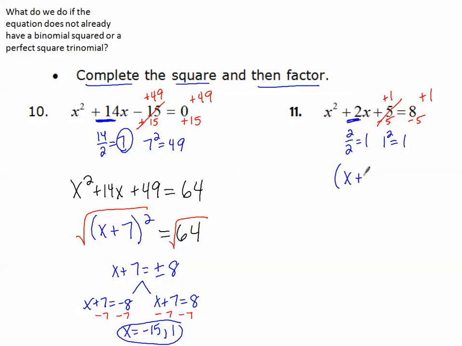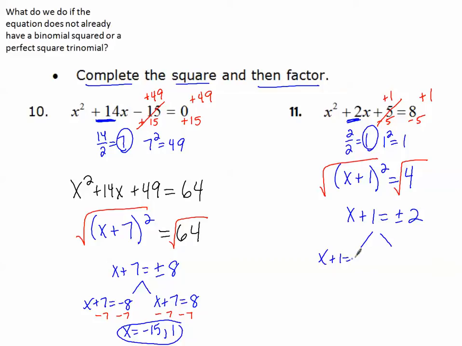That can be factored into (x + 1)² equals 8 + 1 is 9, minus 5 is 4. Now we can take the square root of both sides. x + 1 equals plus and minus 2. So x + 1 = -2, or x + 1 = 2. Subtract 1 on both sides, x equals -3, or x equals 1.